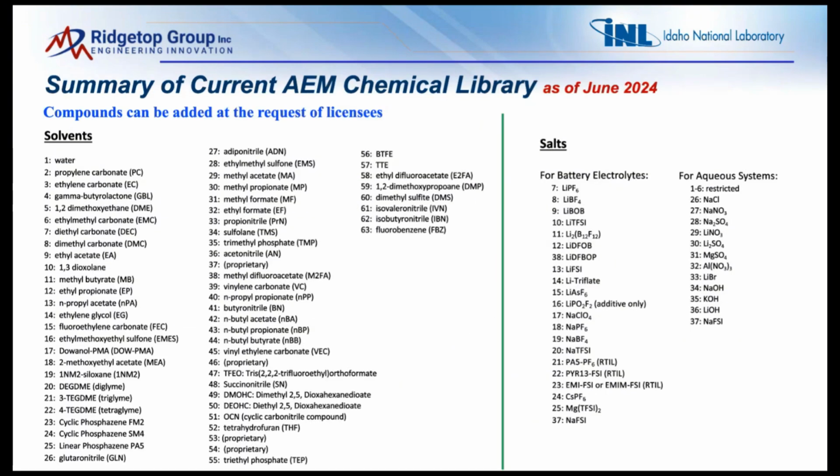Currently, the library has 63 solvents and nearly 40 salts. And within this range of compounds, we have things like carbonates, linear and cyclic carbonates. We have esters, ethers, nitriles. We have some phosphorus-containing compounds like phosphazenes and phosphates. And then we have some sulfur-containing compounds as well.